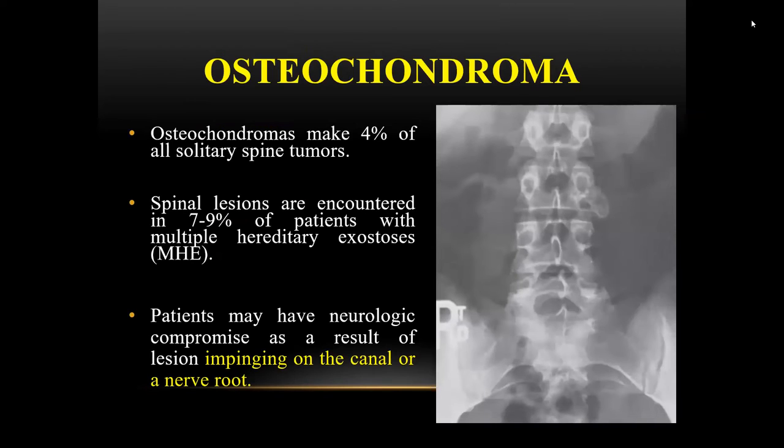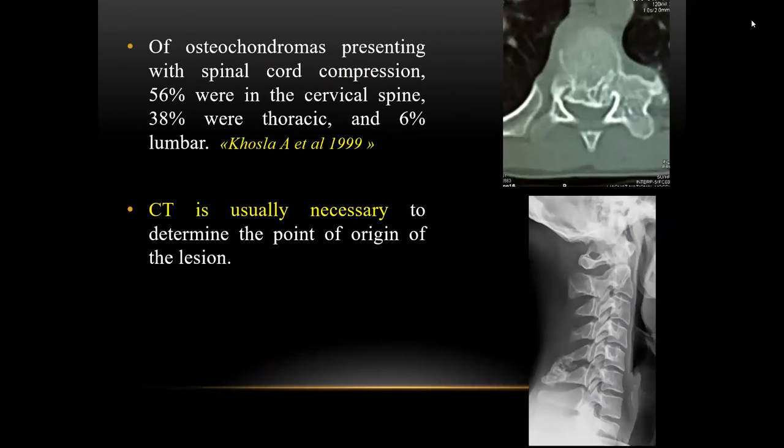Let's start with the osteochondromas. Osteochondromas are very common tumors. We see them in orthopedic practice very often. Spinal lesions are encountered only in 7 to 9% of patients with multiple hereditary exostoses. Patients may have neurologic compromise if they have invasion or impingement on the spinal canal. Osteochondromas presenting with spinal cord compression may be seen in 56% in the cervical spine, 38% in the thoracic, and rarely in the lumbar spine, 6%.